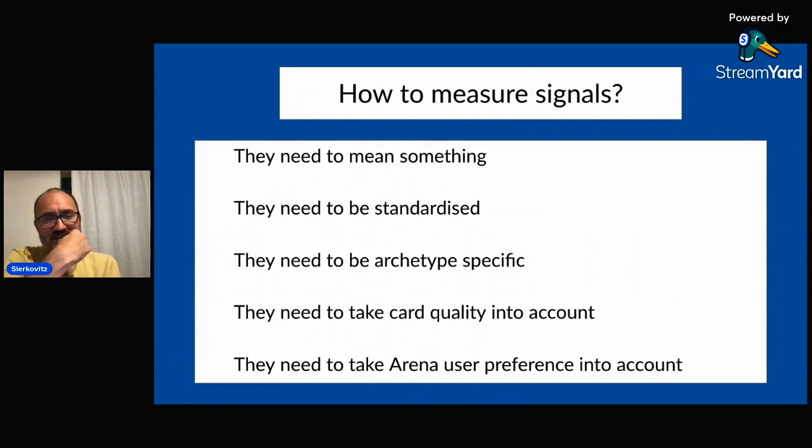Right, and you still need to take the arena user preference into account. And what I do is basically calculate the alpha and the probability of the thing appearing in the pick that you're taking, but I will also weigh it for the quality of the card. So basically, I will only look at the signals of those cards that are picked by arena users quite highly, and at the same time have decent, at least, game in hand win rate.